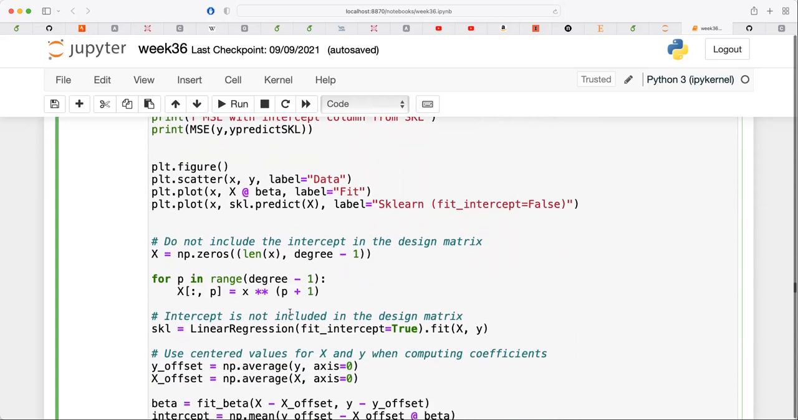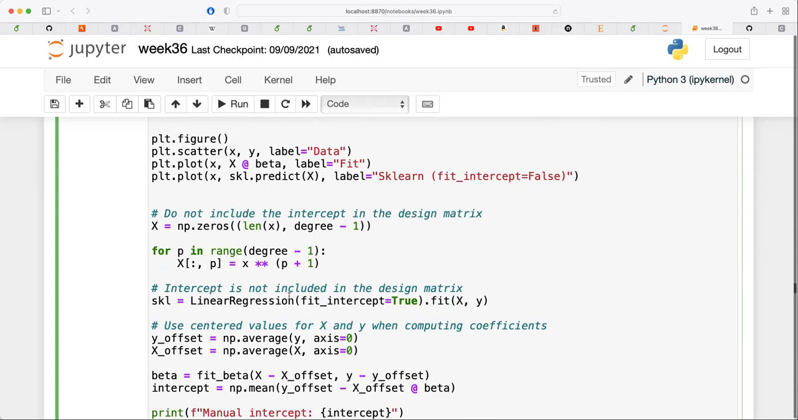Now, the next thing is I'm producing a design matrix which does not include the intercept. So in project 1, feel free to include the intercept. Don't complicate things, but just keep in mind that if you want to compare with scikit-learn, just to be sure that everything is running correctly, then you need to have false on the intercept. Just keep that in mind if you want to make the comparison. But I would say for project number 1, just keep the intercept.